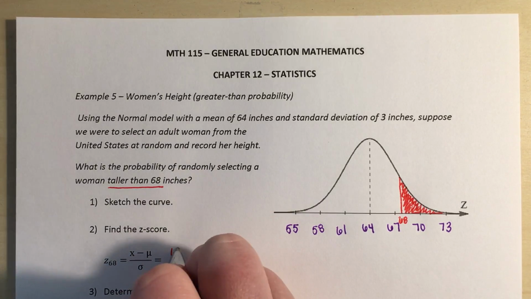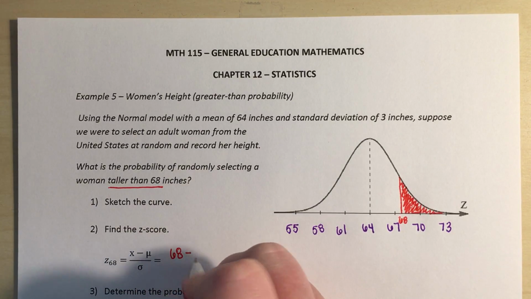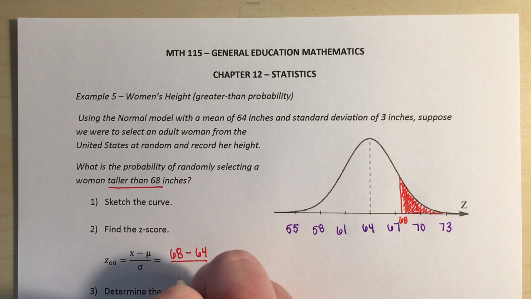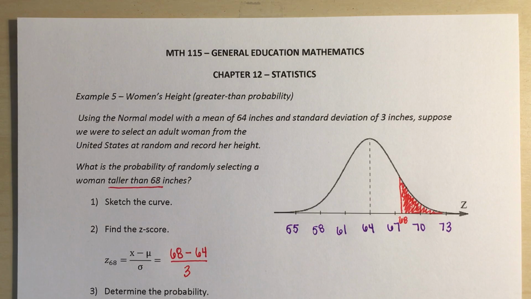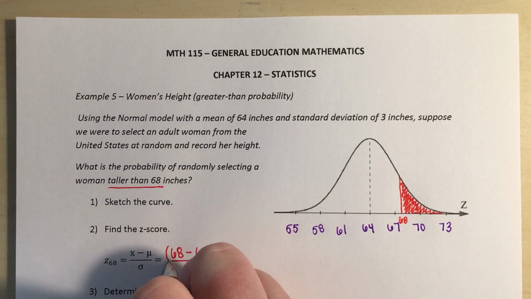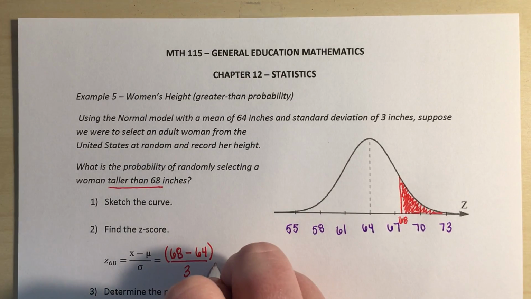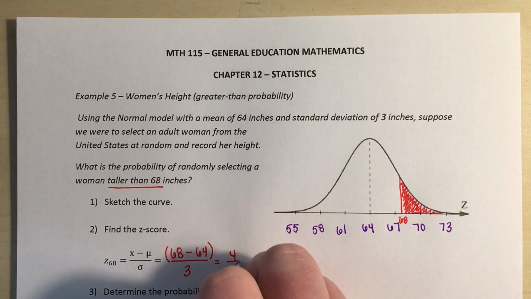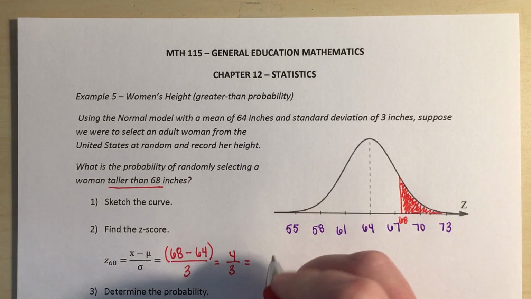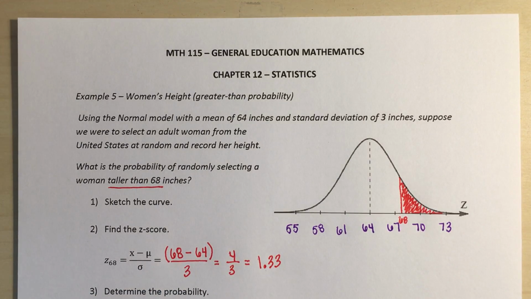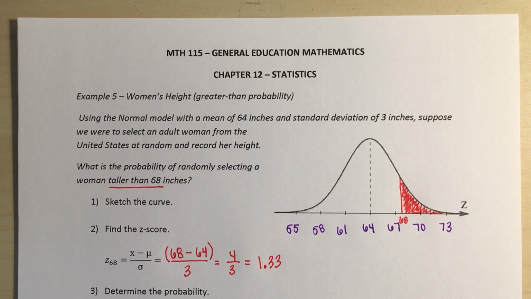So we're going to take 68 minus our mean, which is 64, divided by our standard deviation, which is 3. Again, as you're plugging this into your calculator, if you're doing it all in one step, we may want to think about this in parentheses, or just do the subtraction first. 4 over 3 is going to round to 1.33.